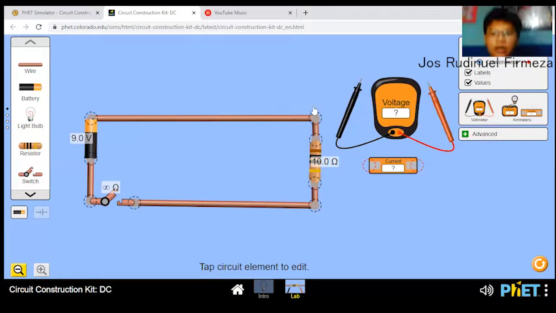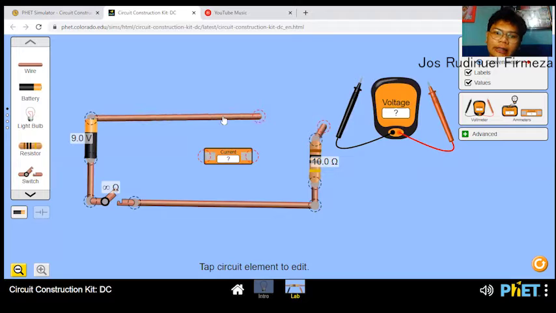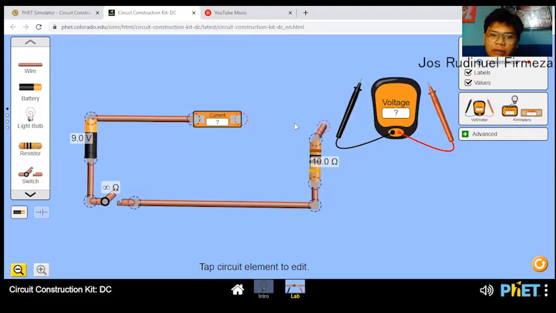Now let's place an ammeter over here, but we cannot place it. So we need to click the broken circle over here, cut, and minimize the wire, then attach the ammeter, and then add another wire to connect all the materials.